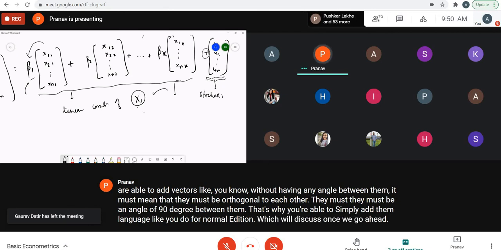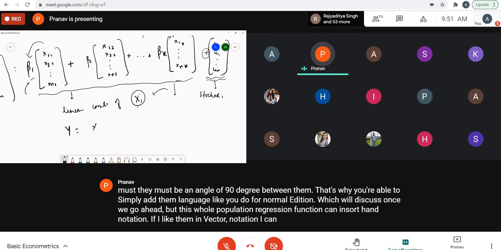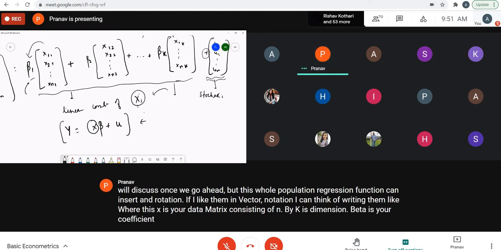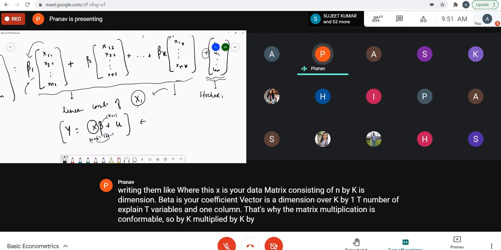But this whole population regression function can, in shorthand notation, if I write it in vector notation, I can think of writing it like this, where this X is your data matrix with dimension n by k, beta is your coefficient vector with dimension k by 1, k explanatory variables in one column. That's why the matrix multiplication is conformable. So n by k multiplied by k by 1 will give your n by 1 dimension.